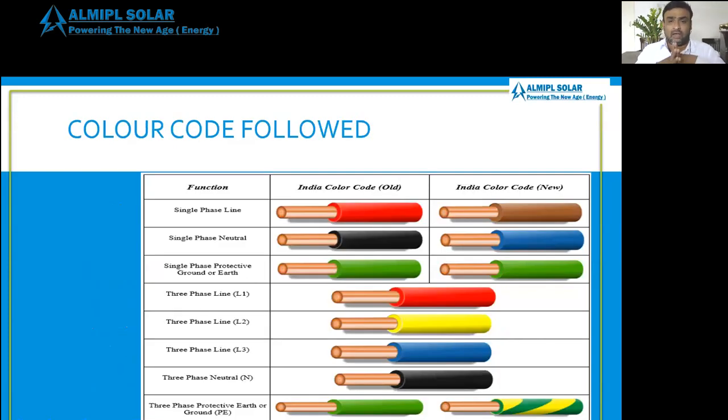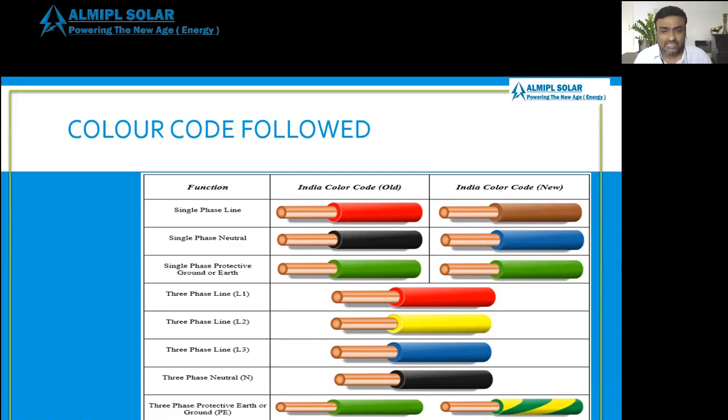Color code to be followed. Now India has changed to the new color. This is the new Indian cable color. So single phase line, single phase neutral, single phase protective ground or earth. So normally green color is the earth. Previously black was used. Now it is changed.